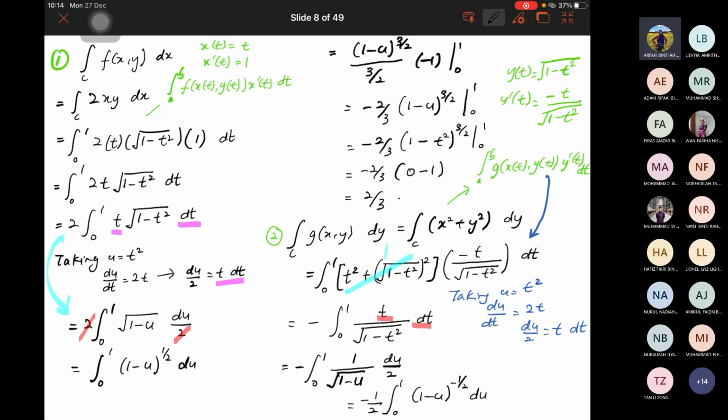Settlekan that integration. Integrate yang ini sama dengan yang tadi. Dapat negatif 1 per 2, okay, 1 per 2, 1 tolak u kuasa 1 per 2 per 1 per 2, 0 and 1. So yang ini boleh hapus. This one.